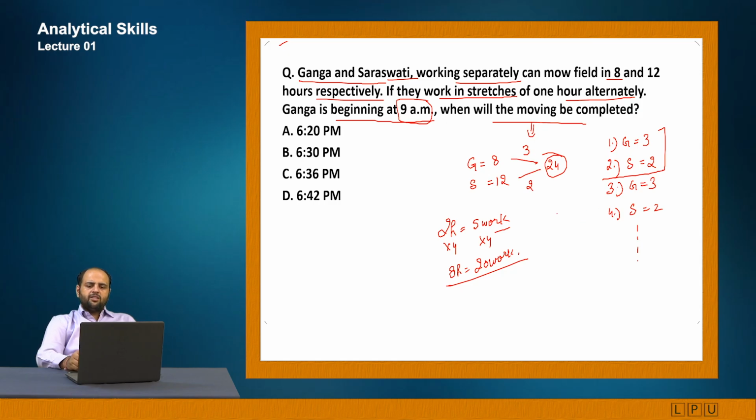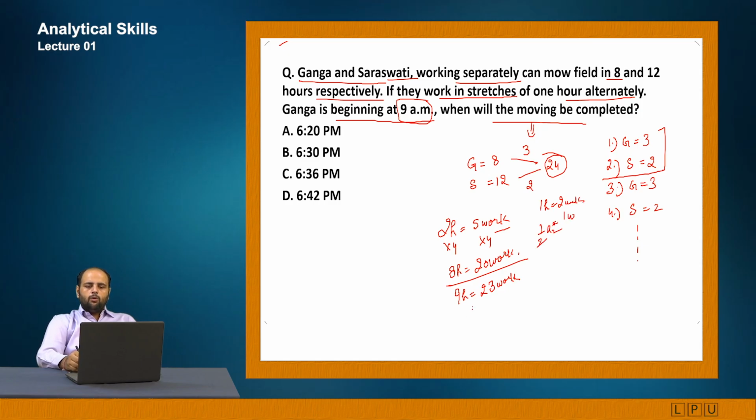Now what will be the next term? That will be the 9th hour, because we ended at Saraswati. So the next one coming is Ganga, and how much work will Ganga be doing? 3 works. So in the 9th hour, 23 works will be completed. But in the next hour, the 10th, whose turn will it be? That will be Saraswati's, and Saraswati will be doing 2 works, but we only require 1 work. As we know, Saraswati does 2 works in 1 hour, so 1 work will take half an hour.